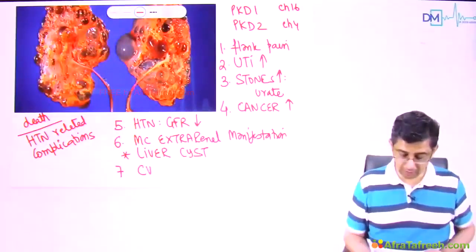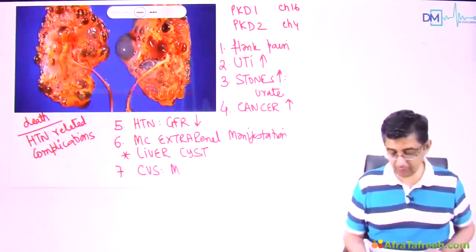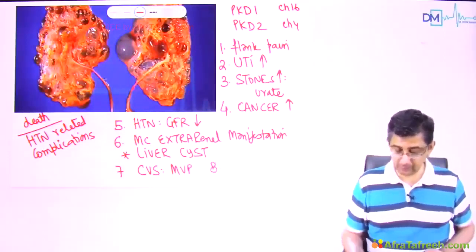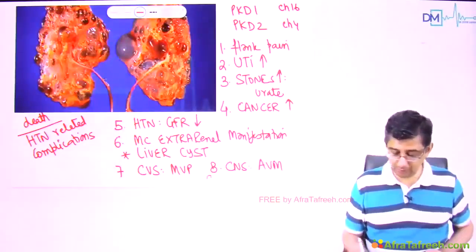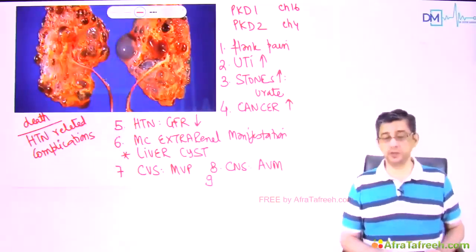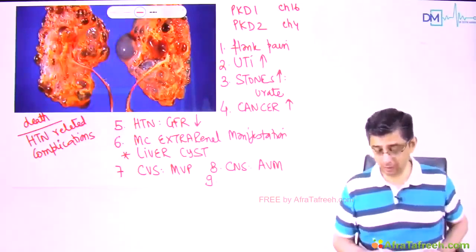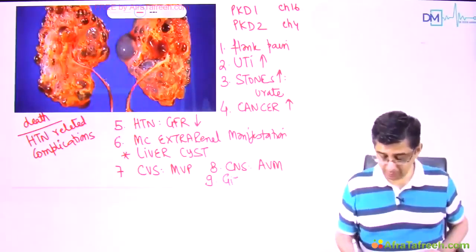The cardiovascular association of these patients would be mitral valve prolapse. When it comes to the central nervous system manifestation of these patients, an AV malformation in the form of berry aneurysm could be present in the patient. And then most importantly, the GI manifestation of this patient, which is very neglected, is colonic diverticulosis.